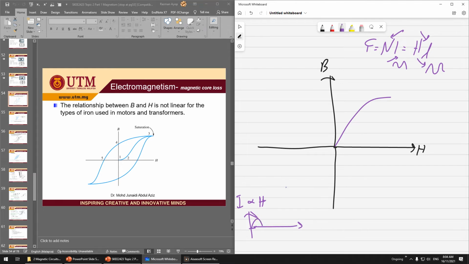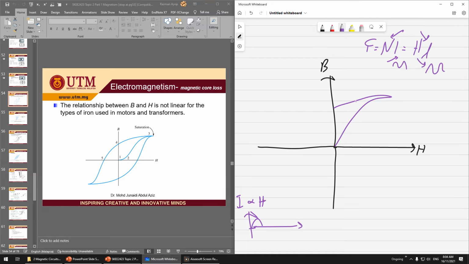When your H decreases, remember that H is directly proportional to I, but B has a delay. Remember, B has a delay, so it takes time to demagnetize. When it demagnetizes, it tries to stay, and then it tries to reduce.